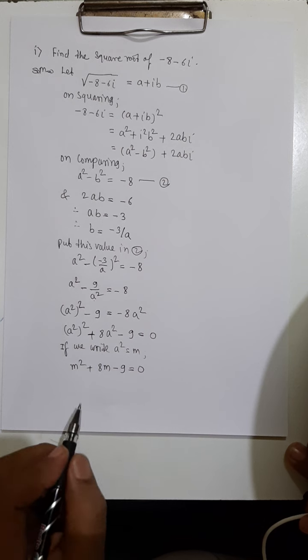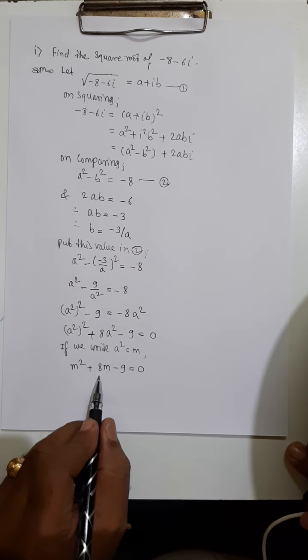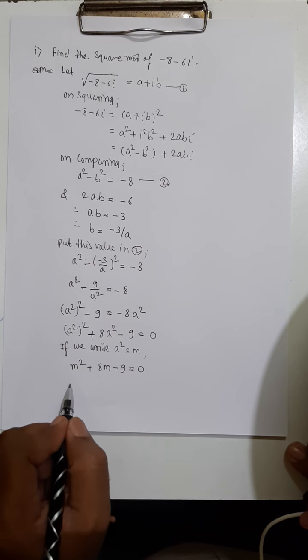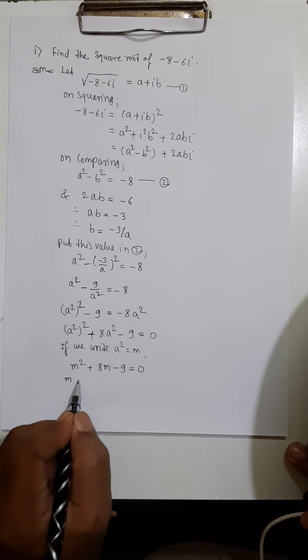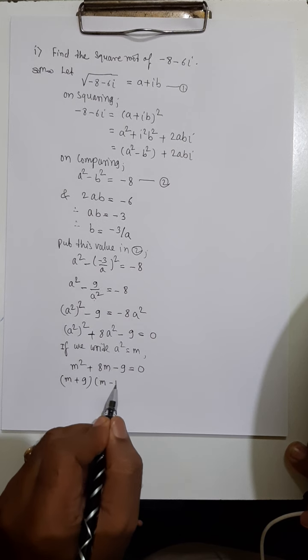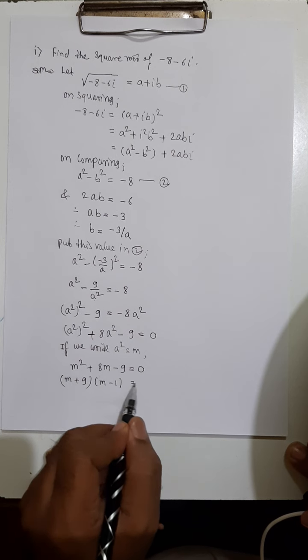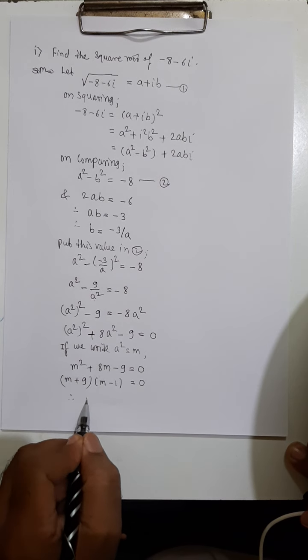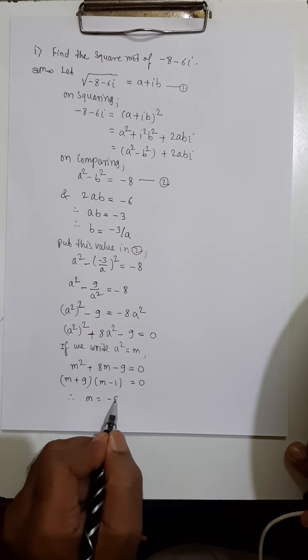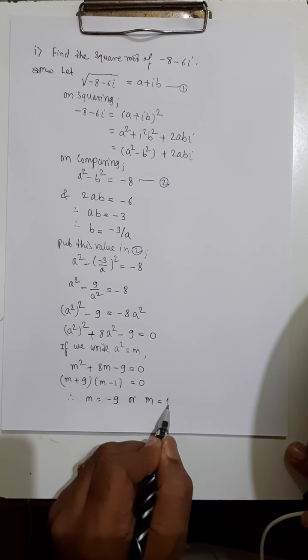We can factorize this. Factorize minus 9 such that their sum is plus 8. m plus 9, m minus 1. 9 minus 1, 8. 9 into minus 1, minus 9 is equal to 0. And therefore we get m equal to minus 9, or m is equal to 1.